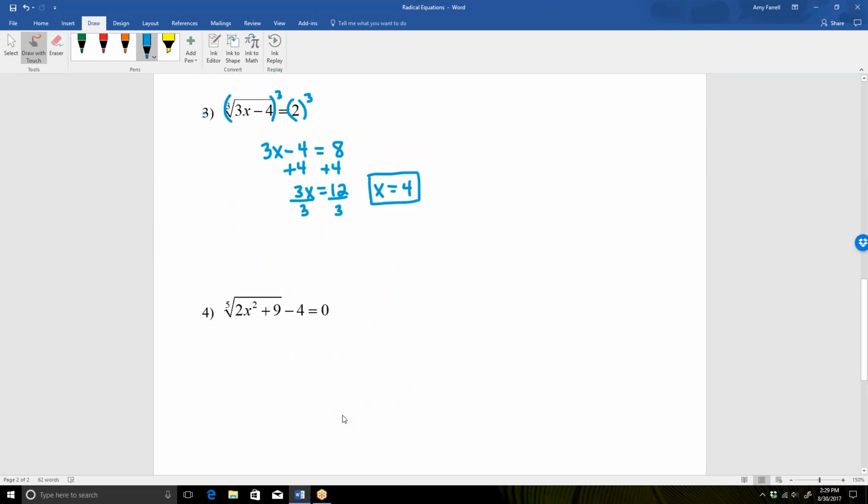Okay, let's look at number 4 now. Number 4, the fifth root of 2x squared plus 9, minus 4 equals 0. We do need to isolate the radical in this one. So the fifth root of 2x squared plus 9 equals 4. Then we're going to raise both sides of this equation to the fifth power. When we raise a fifth root to the fifth power, we just get the radicand.